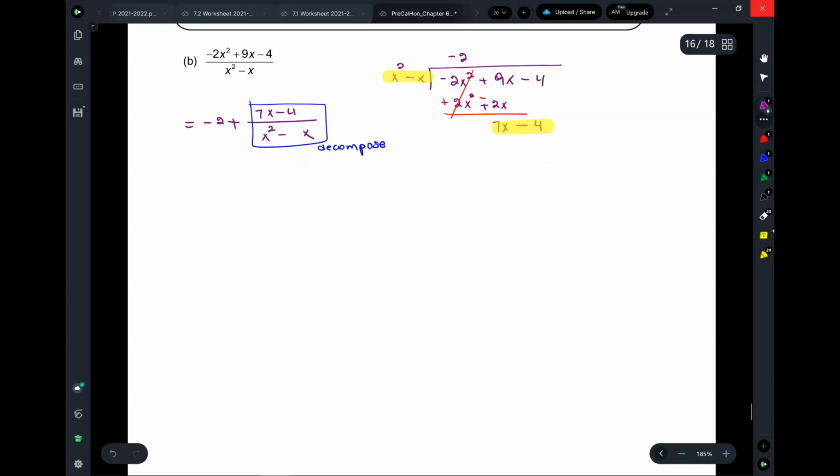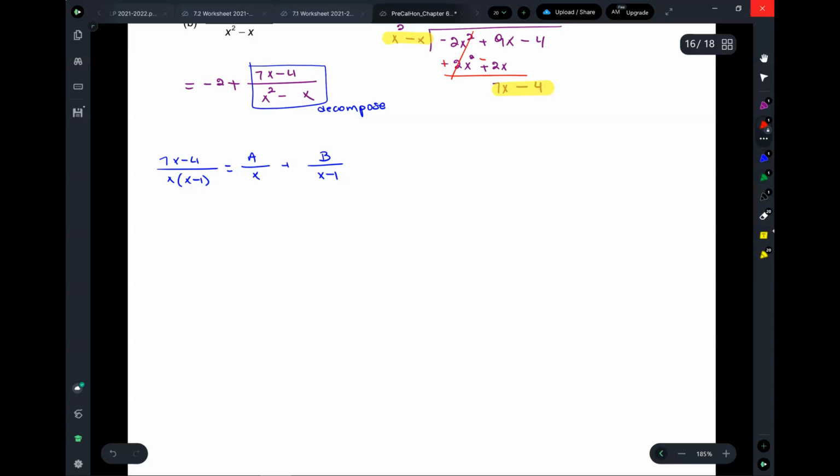All right, so let's decompose that. So 7x minus 4 over x times x minus 1. You see how they're still linear factors? We get two factors. Let's write them down. Two numerators, A and B. We're going to multiply by x and x minus 1. Okay, 7x minus 4 is equal to A times x minus 1, plus B times x.